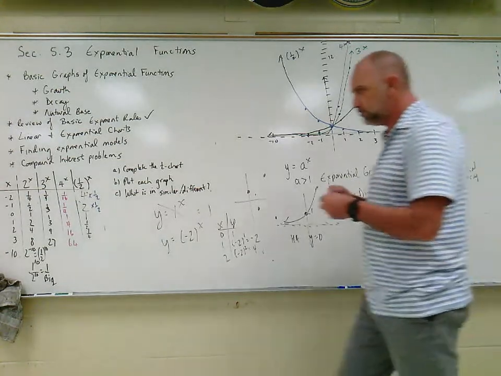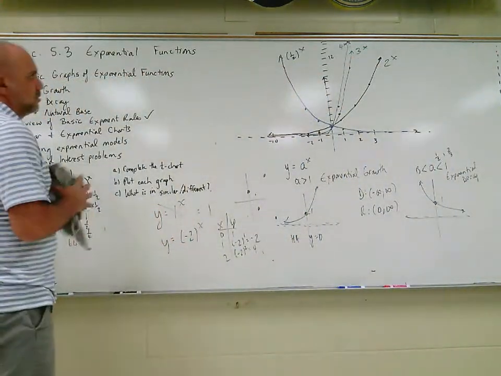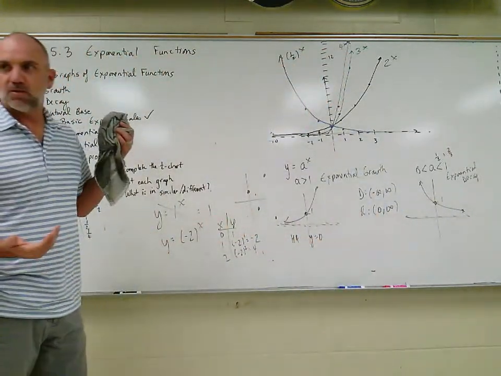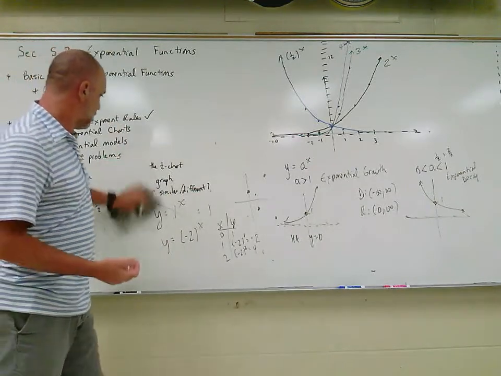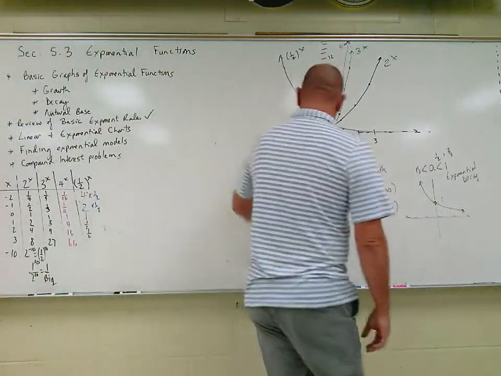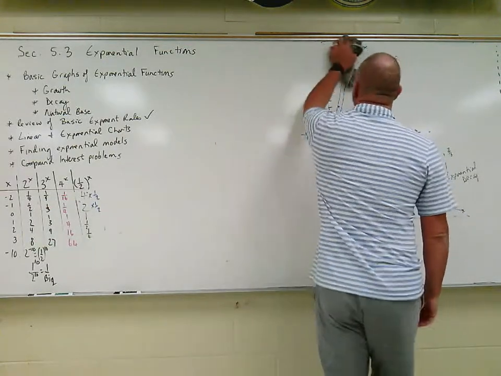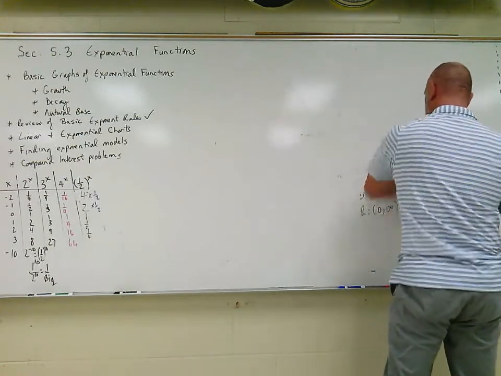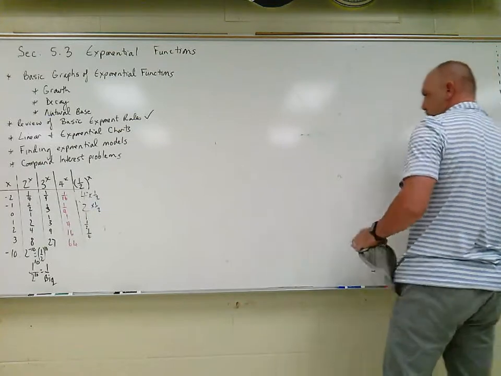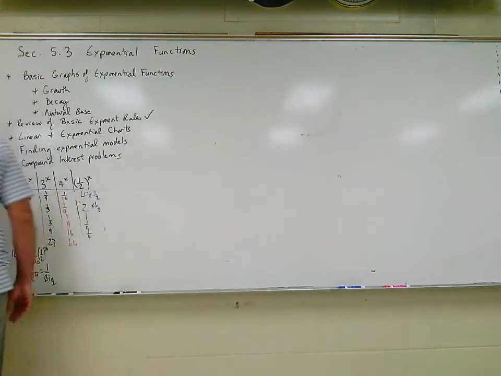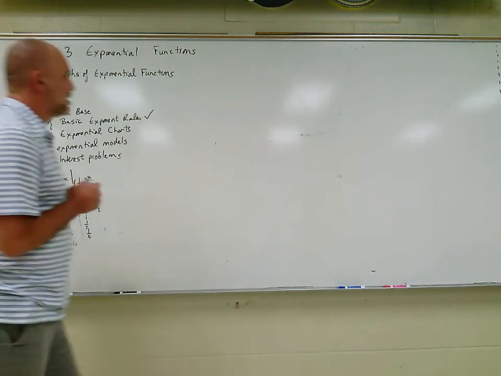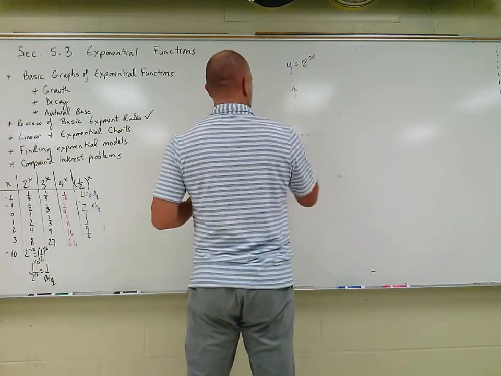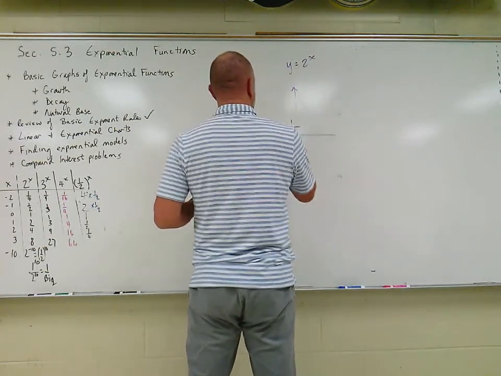Now, a couple of questions. I've got to erase because I'm just out of room. Are you guys okay? You got these notes? Okay. Don't forget all your transformations that we did earlier on basic graphs. So I'm going to do a transformation. Let's see if you understand what's going to happen. We know what 2 to the x looks like. It goes like this.